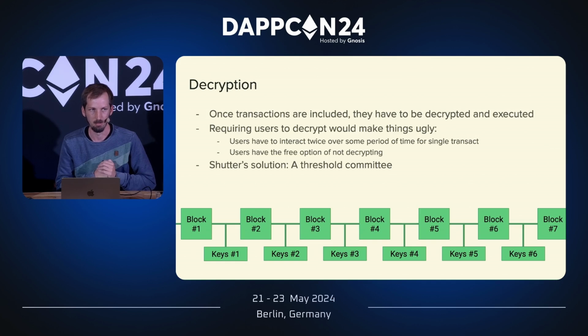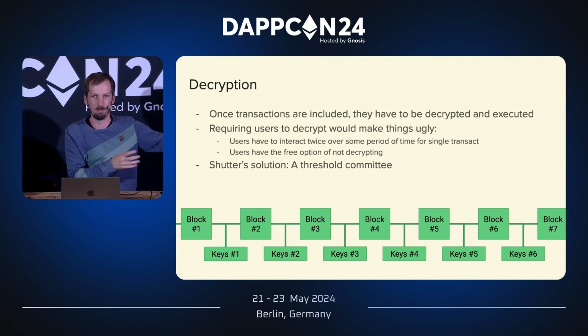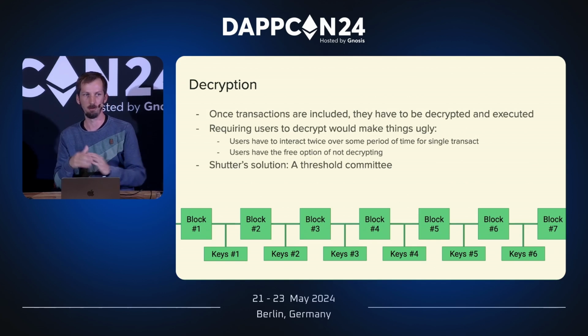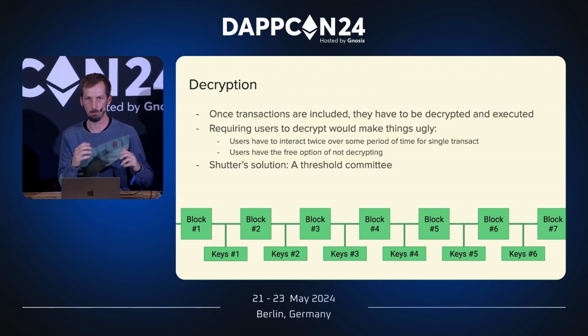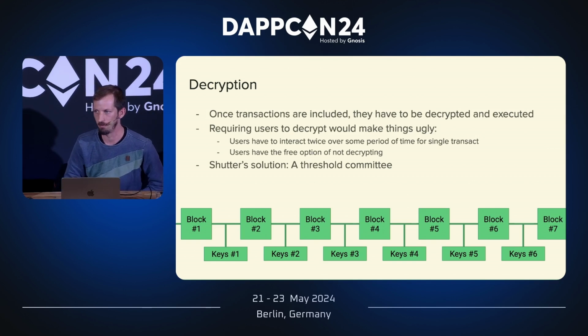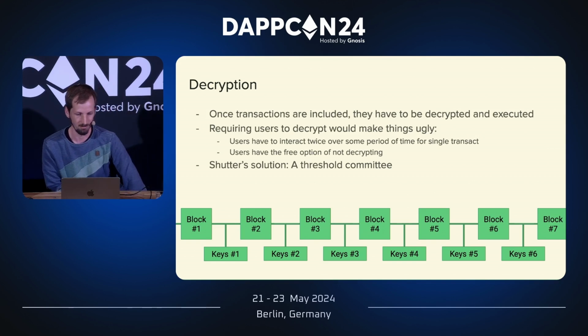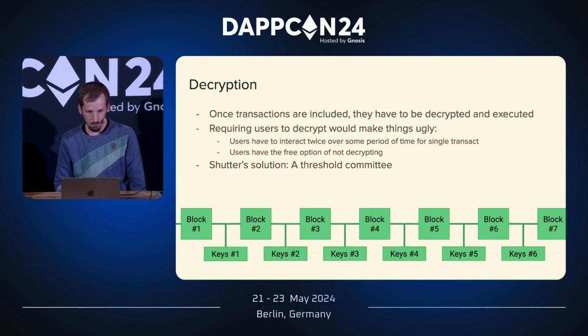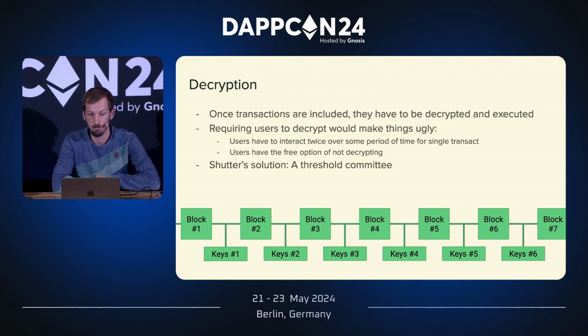For example, you can imagine that the user sends two transactions. One is, I want to buy this token, and the other one is, I want to sell this token. And then depending on the price movement, they only decrypt one of those. So they can game a lot of these economic protocols. So this doesn't work at all, because we can't trust individual users.